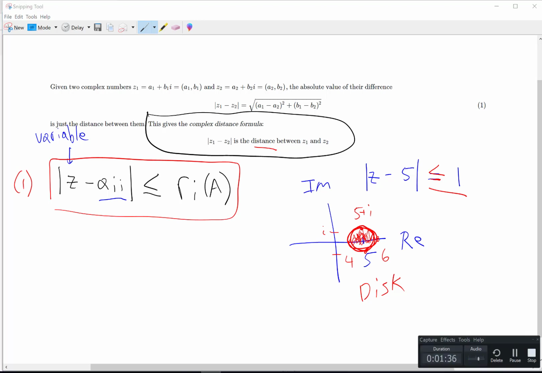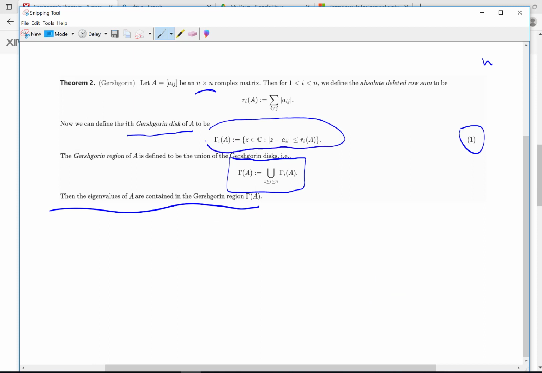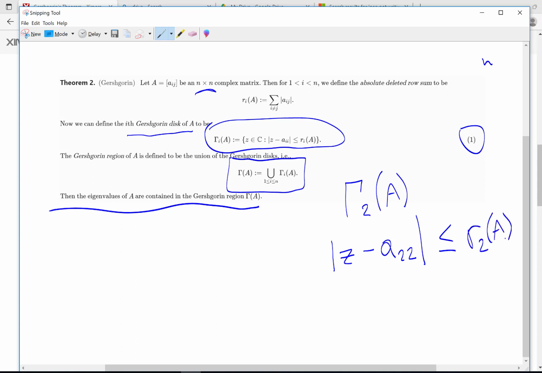Let's go back to it. This says how to define the ith disk, right? So if I wanted the second disk, gamma 2 of A, well, it says it's the set of complex numbers z in the complex numbers such that the absolute value of z minus a_22 is less than or equal to R_2 of A. All right, and I'll explain what that is. And so I guess the centers of the disks are the diagonal entries.